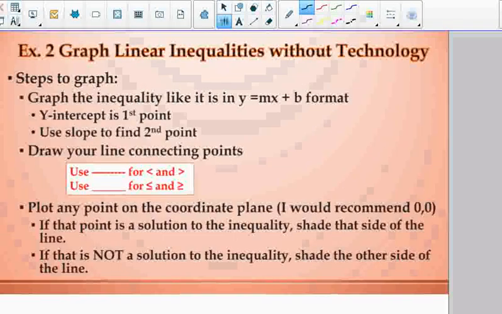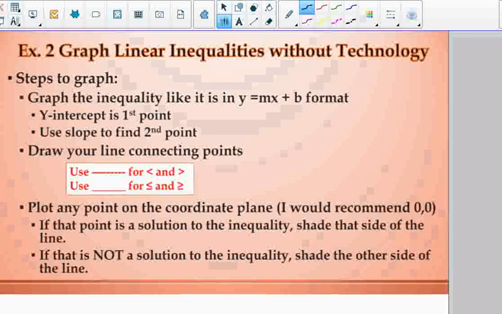Example 2, graphing linear inequalities without technology. So we've already been practicing graphing linear functions on a coordinate plane before. And we did that by doing 2 things. First, plotting our y-intercept. Where does it cross the y-axis? And then 2, using our slope to find the second point.